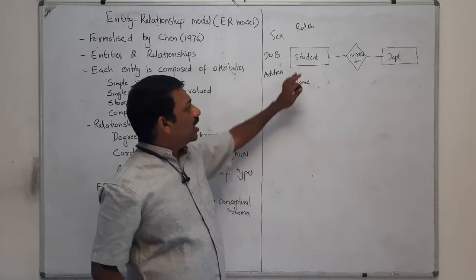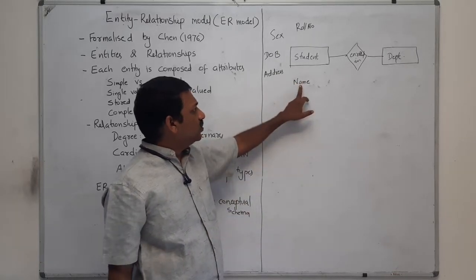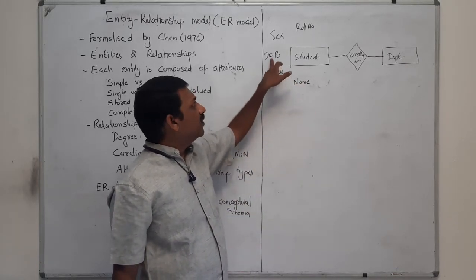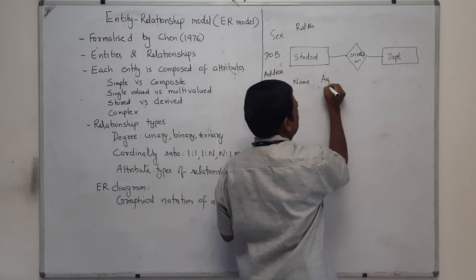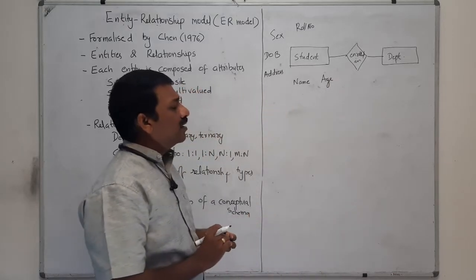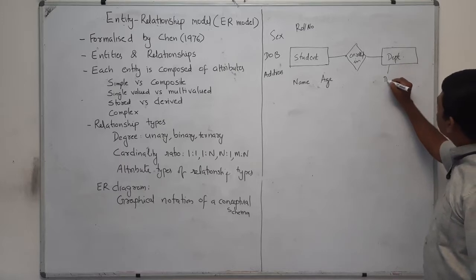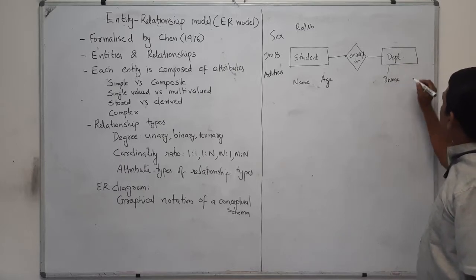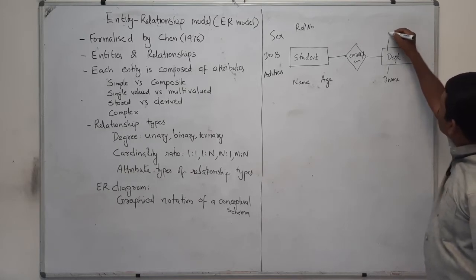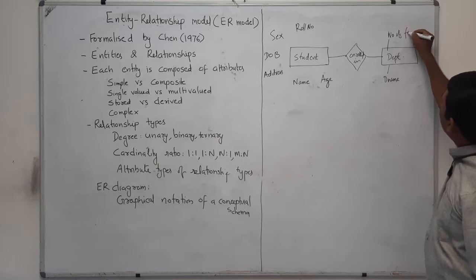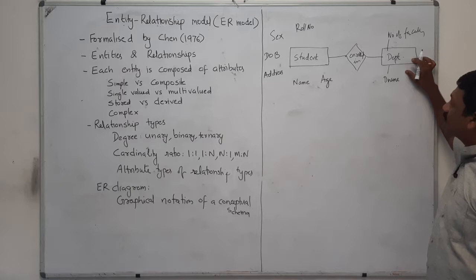Suppose that I have identified these five properties: name of the student, address, date of birth, sex, roll number, and suppose that one more is there, age. Okay, so this department has a department name, say D name, then number of faculty, etc., etc.